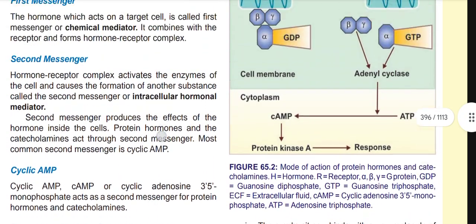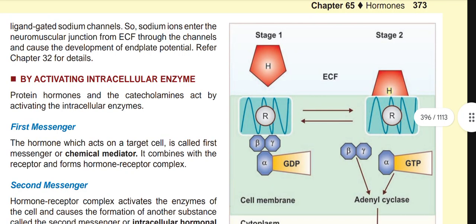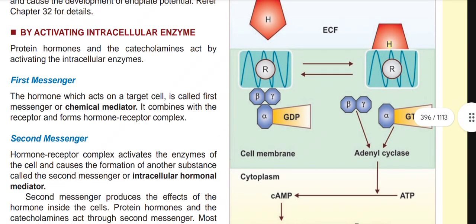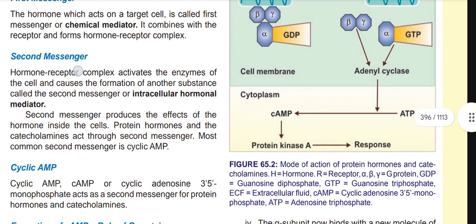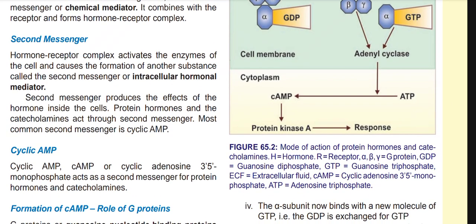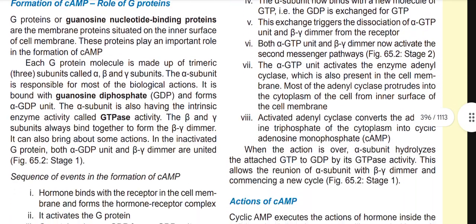Now see the diagram. First of all, the hormone comes, the hormone receptor complex forms, and the GTP subunit is united with alpha GTP. Now from this conversion of alpha GTP and beta gamma dimer, adenyl cyclase helps in this method, and ATP acts in this method, and it influences the cAMP pathway, then the protein kinase A enzyme responds to that cycle. Now go to the next part.